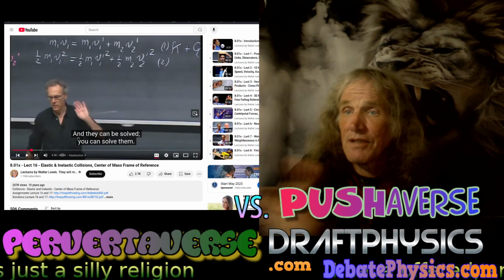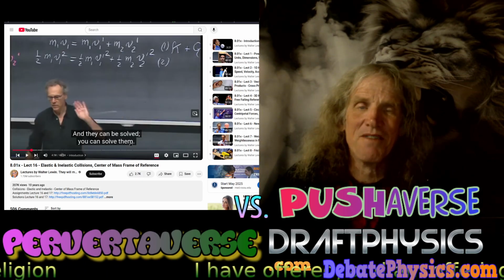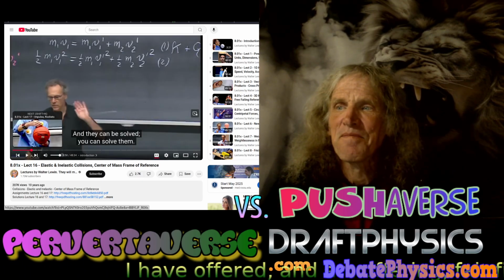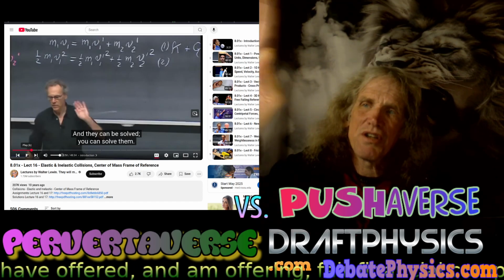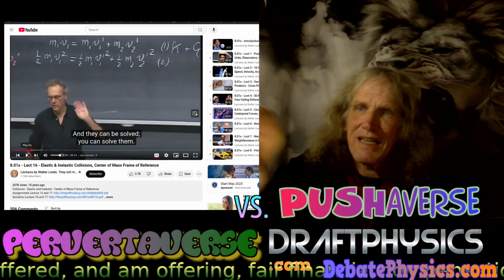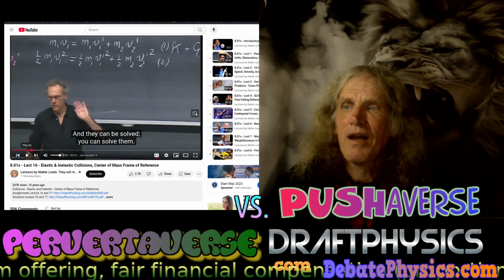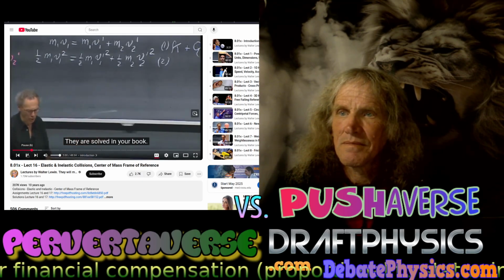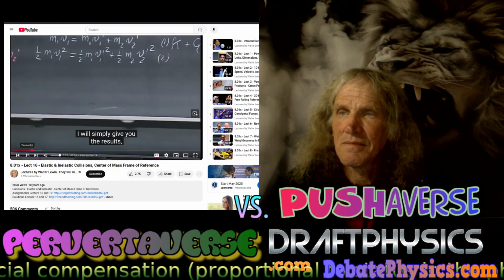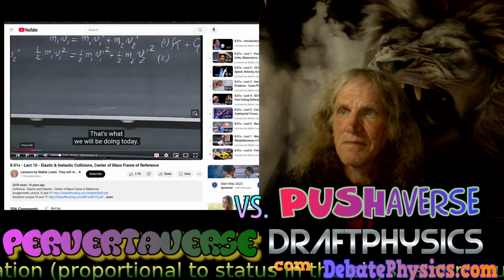Now, he just points it out right here, and they can be solved. You can solve them, right? So he's not going to do it, but he's pointing out that this is what you do when you combine these two statements and you make them equal to 0 and then make them equal to each other. This is what you get. They can be solved. You can solve them. They're solved in your book. I will simply give you the results because the results are very interesting to play with. That's what we will be doing today.